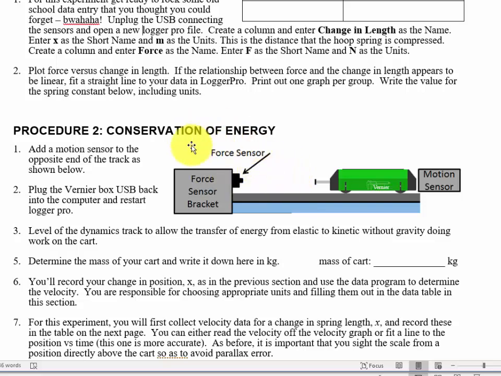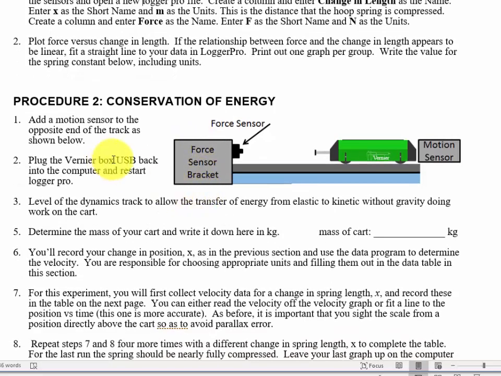At this point, you can actually just ditch the force sensor and just launch off of the stopper at the end of the track. Go ahead, plug in the USB, and as I said, you can get rid of the force sensor. It's a pain to use those brackets. You are going to make sure the track is level. Having a level track is very, very, very important to this lab.